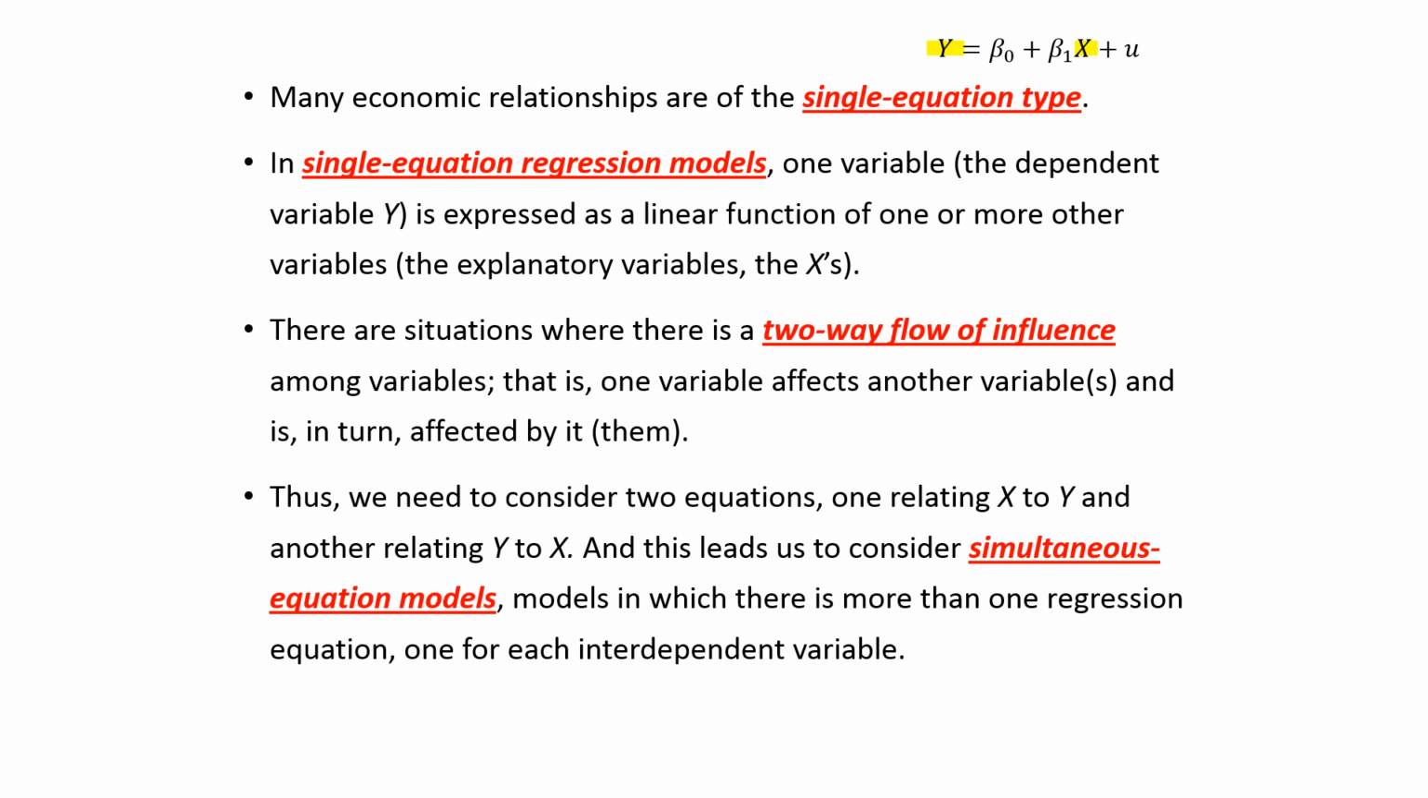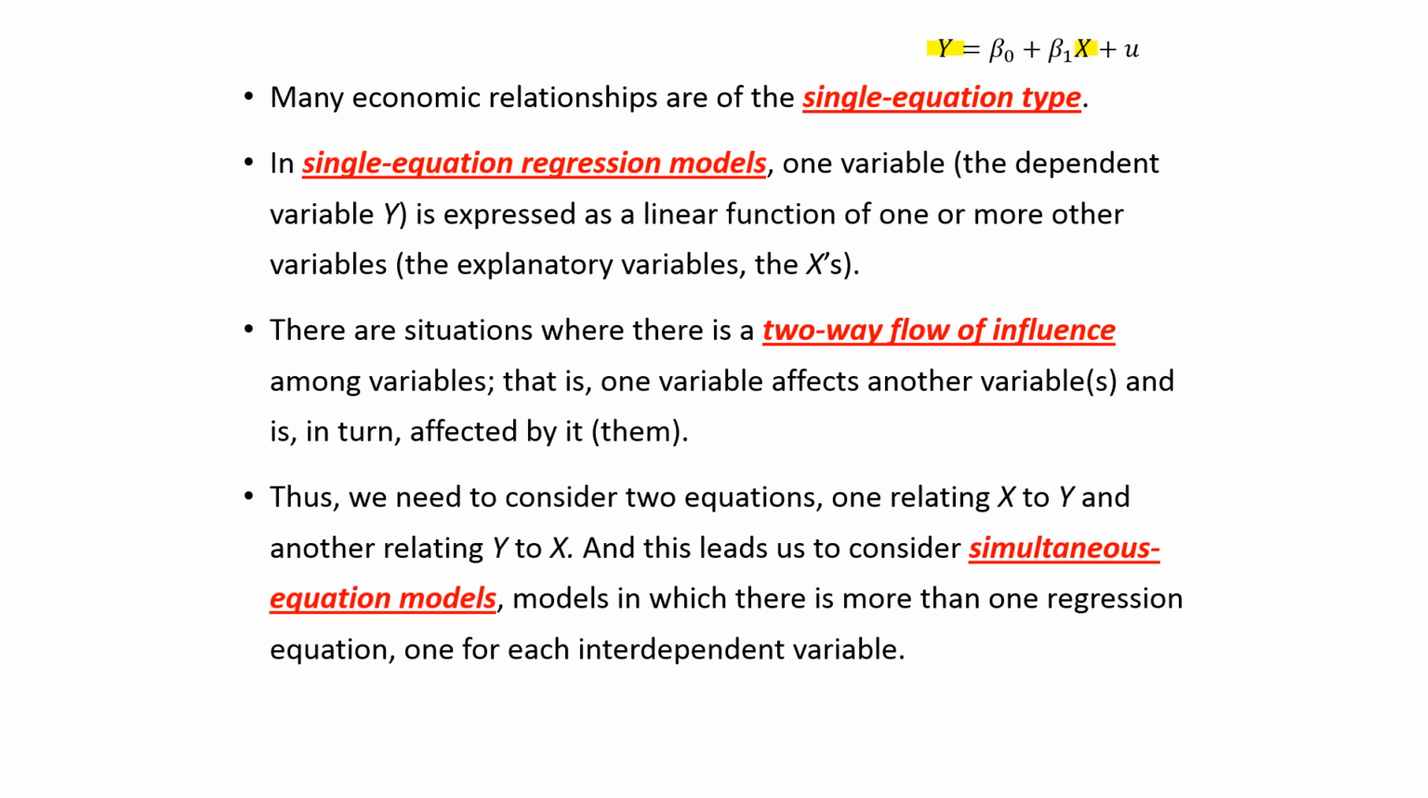But actually, there are some situations where we have a kind of two-way flow of influence. What do we mean by two-way flow of influence? It means that one variable is affected by the other variable, and the other variable is in turn affected by the first variable. So sometimes the dependent variable is affected by the explanatory variables, and the explanatory variables are in turn affected by the dependent variable.